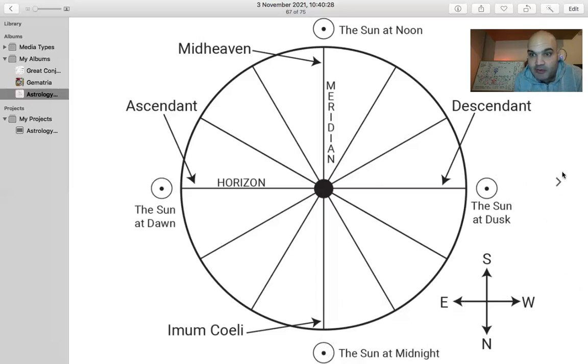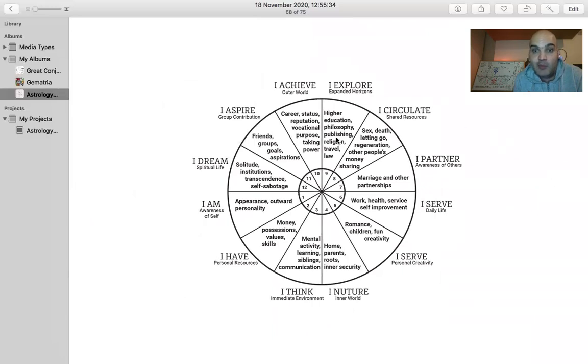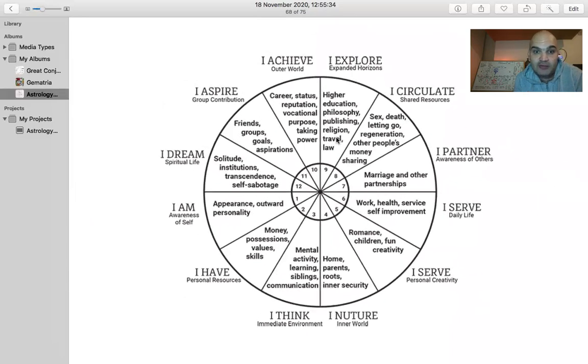But what I'm going to do now is move on to the next slide. And yeah, we're going to go through what each house means. So house 1 is appearance and outward personality. House 2 is money, possessions, value, skills. House 3 is mental activity, learning, siblings, communication. So for example, we know the sign of Gemini is about intellect and communication and is the third sign. So the third house is all to do with Geminian stuff, but then it depends which sign is there, which is the way you do these activities.